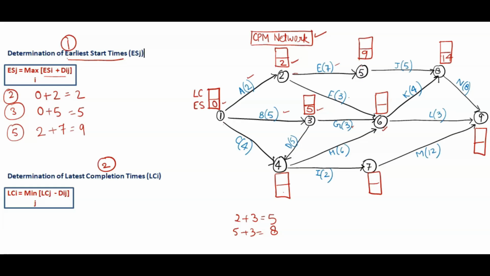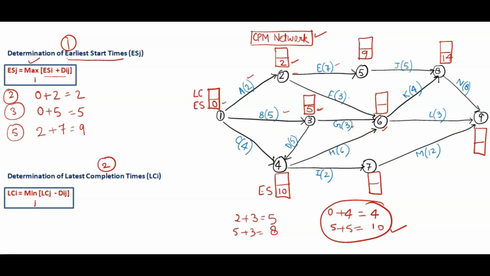For the 4th node, we have C and D. 2 activities are coming towards the 4th node. C activity, from 1 to 4, is 0 plus 4, which is 4. And D activity has ES 5 plus duration 5, which is 10. So we have these 2 things. For the 4th node, earliest start time, we have to select the maximum. Out of 4 and 10, the maximum is 10. So here we write 10. That is what maximum means in the formula.